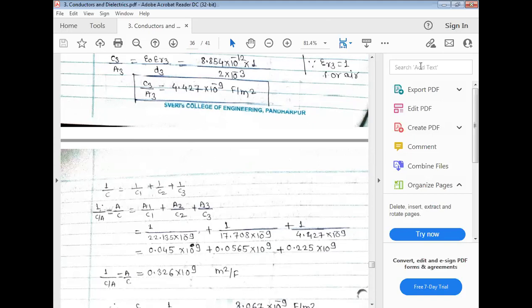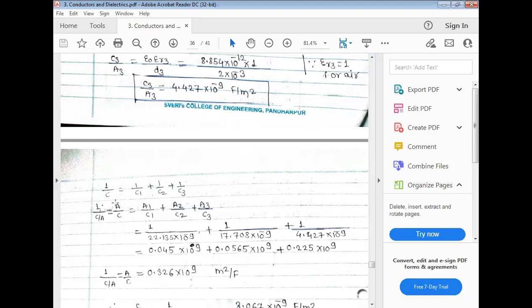Now we know the formula. We have to find out the equivalent, right? So we know the total capacitance. To find the equivalent capacitance, formula is 1 upon C is equal to 1 upon C1 plus 1 upon C2 plus 1 upon C3, right? Resistances we are adding when these are connected in series, we can simply add them. But here for capacitance, when the capacitances are connected in series, their addition is done in this way.